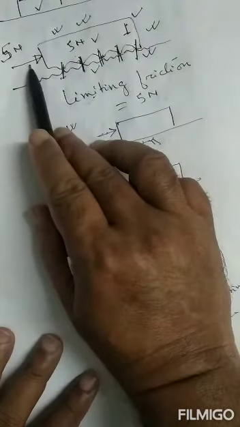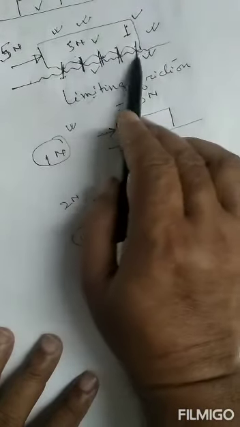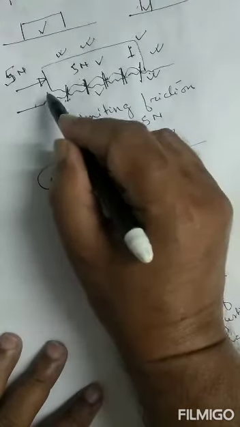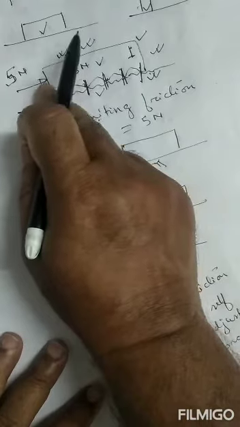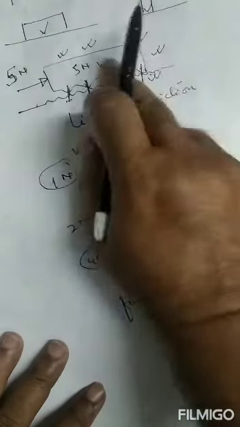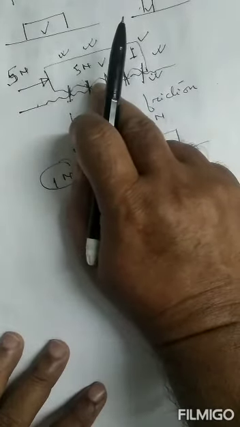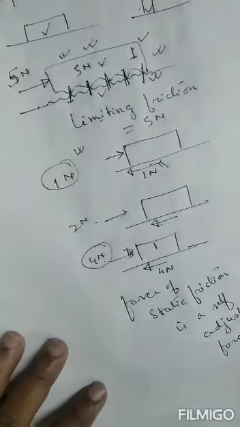But if I apply 5 newton force, then what happens? This 5 newton breaks all these molecular bonds. And after that, if I give a simple jerk on the body, the motion is possible. The body starts sliding. Therefore, this maximum force of static friction is called the limiting friction.